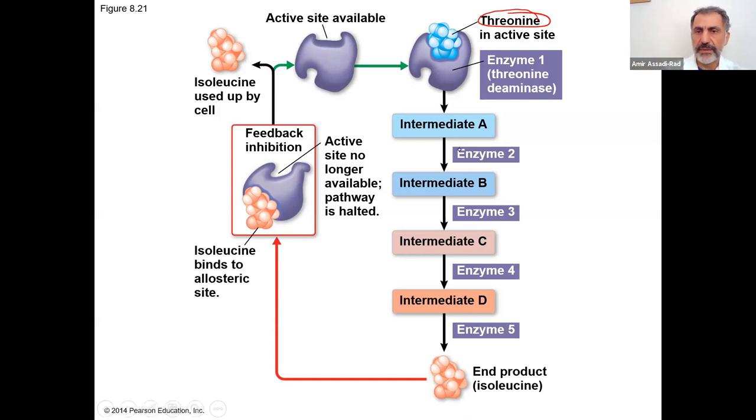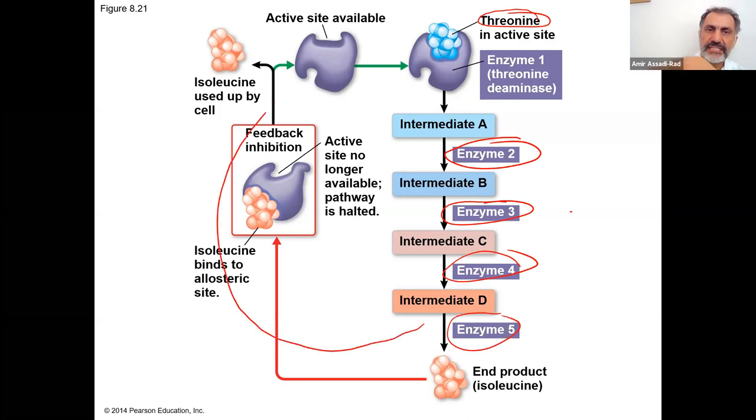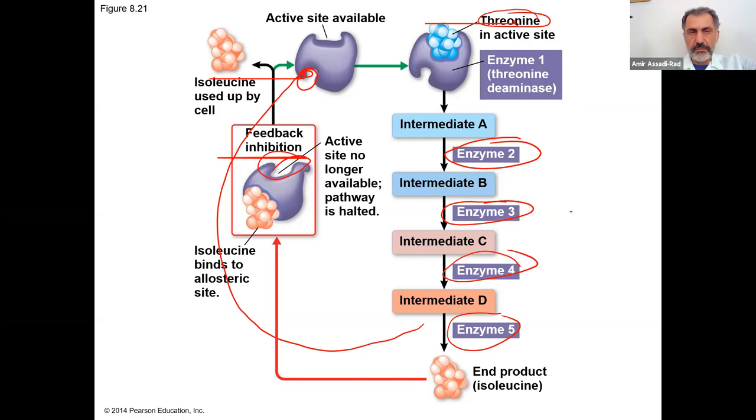A few steps: pathway one, pathway two, pathway three. And then isoleucine goes back and sits right here in the enzyme, and it changes the active site. So no more threonine can become isoleucine until the cell uses all of its isoleucine, just like a thermostat. And then when the amount of isoleucine goes down, this isoleucine departs, and the enzyme becomes ready. If there is threonine inside the cell, they go ahead and start it again.